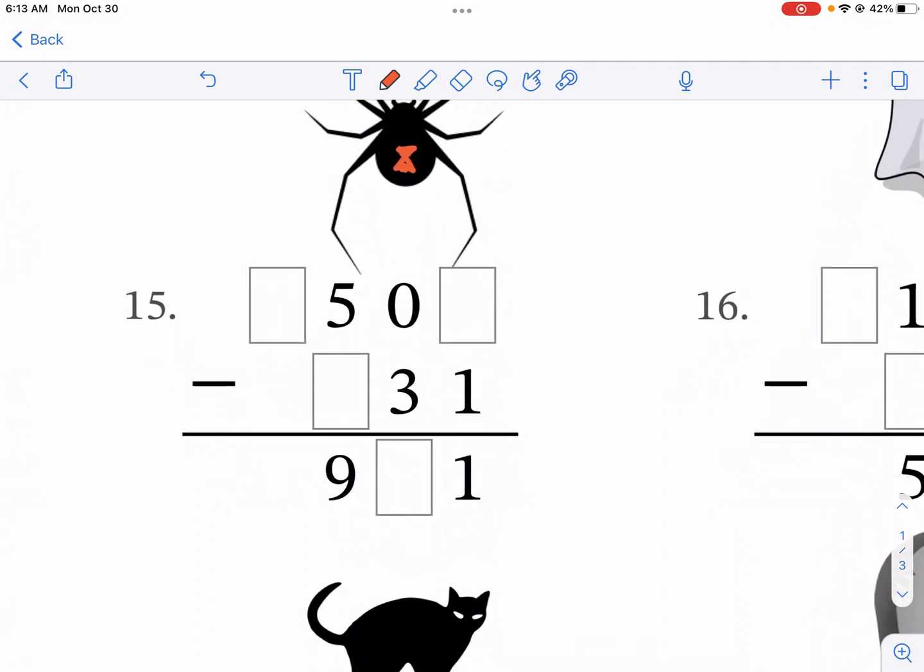Something minus 1 equals 1. That one's 2, okay? So we got that. Now, we got 0 minus 3. Can't do that. So really, we're going to change this to a 4. And we're going to put 1, 0 to make it 10. So now we can put 7.